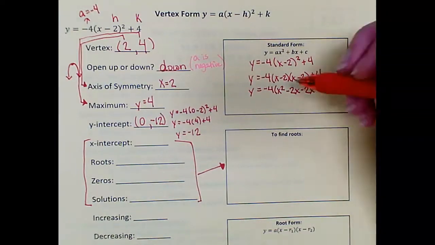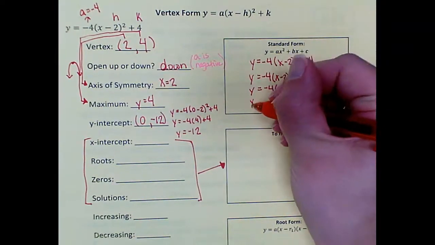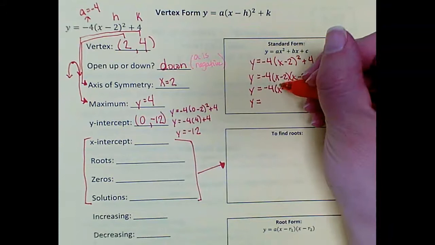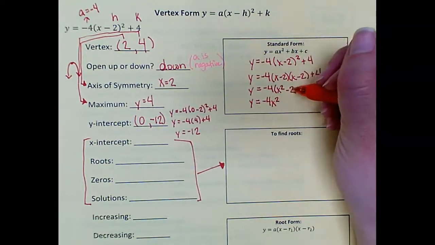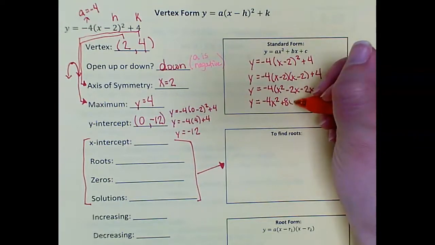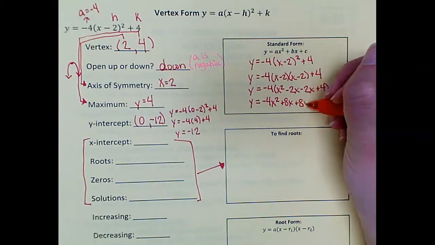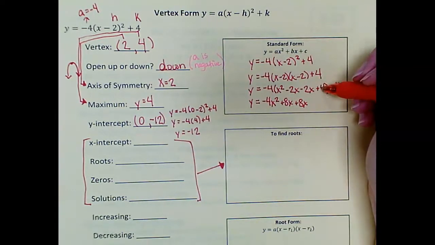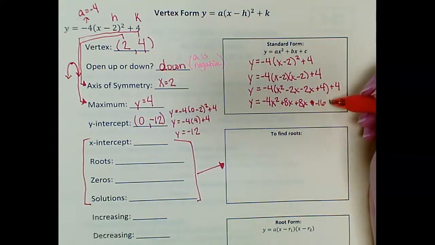Notice that we still have this negative 4 out here, and it needs to be distributed. So negative 4 times x squared is negative 4x squared. Negative 4 times negative 2x is plus 8x. Negative 4 times another negative 2x is plus 8x. Negative 4 times positive 4 is minus 16, and then plus 4.